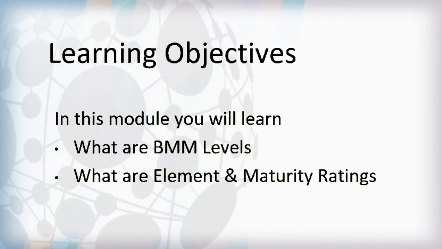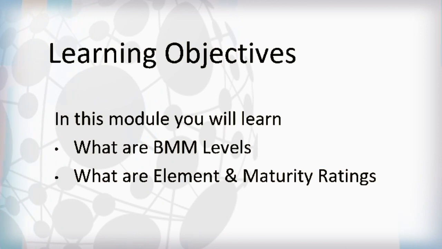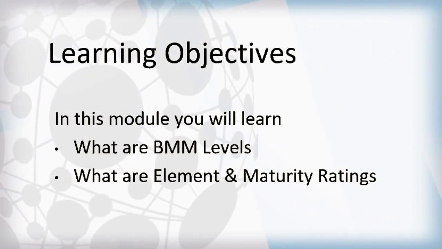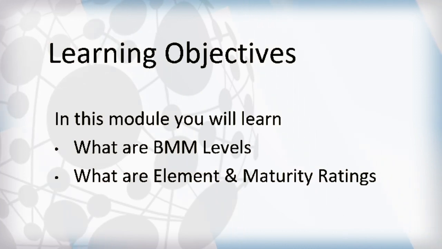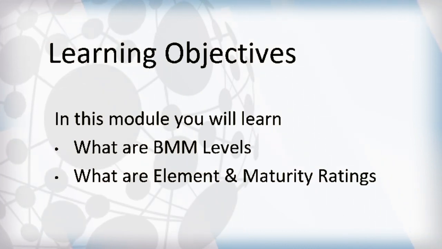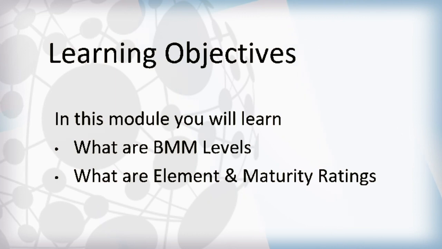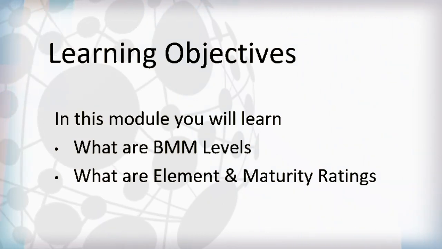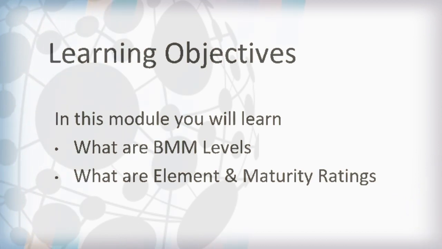Congratulations on making it through Module 4. In this module, we delved into the different levels of maturity for each BMM element, as well as the BMM element and maturity rating. We covered the 5 levels of maturity for each BMM element, ranging from initial to optimizing. And we discussed element and maturity ratings, which are like a report card for an organization's blockchain capabilities. That's it for Module 4, and by now you should have a pretty good understanding of BMM levels and how ratings are used in order to measure a solution's capability and maturity.